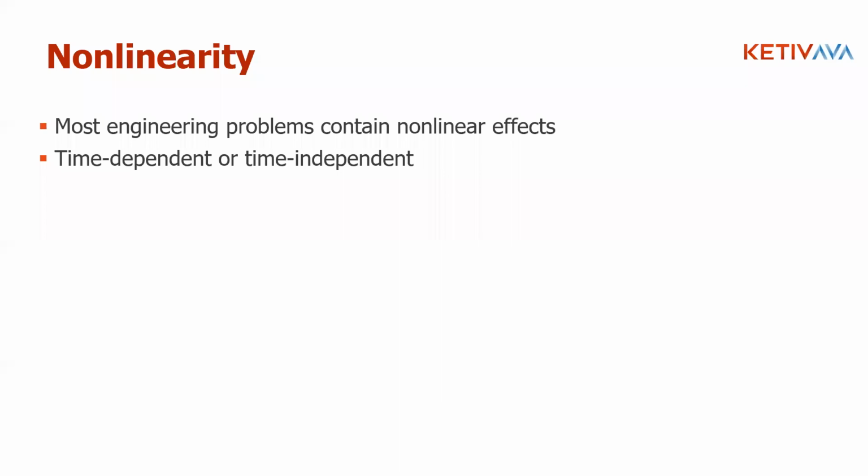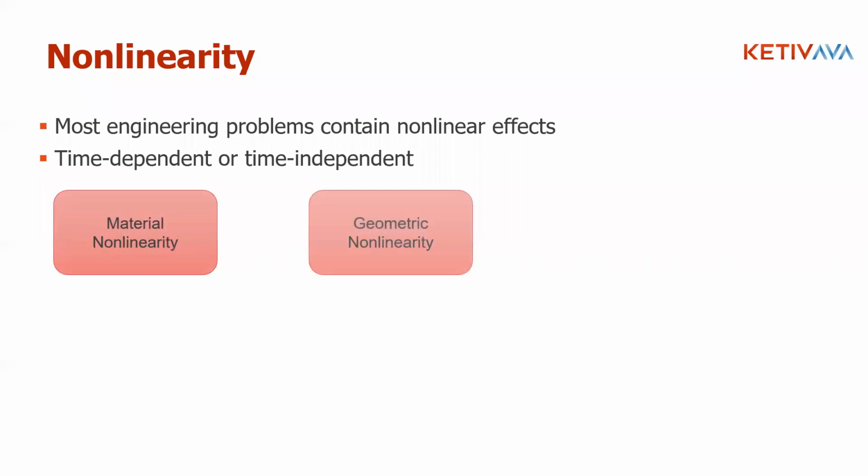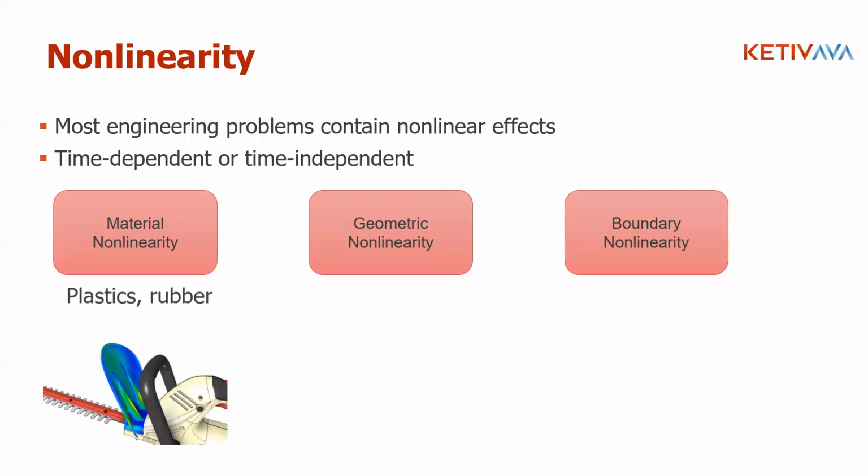So we'll talk a little bit about the three different types of nonlinearity: material nonlinearity, geometric, and boundary. So with materials, as I mentioned, you think about plastics, you think about materials like rubber. The image that you see down there is a guard, which is made of plastic. It's made of some kind of polymer. And in order to analyze that, you will be using a nonlinear method.